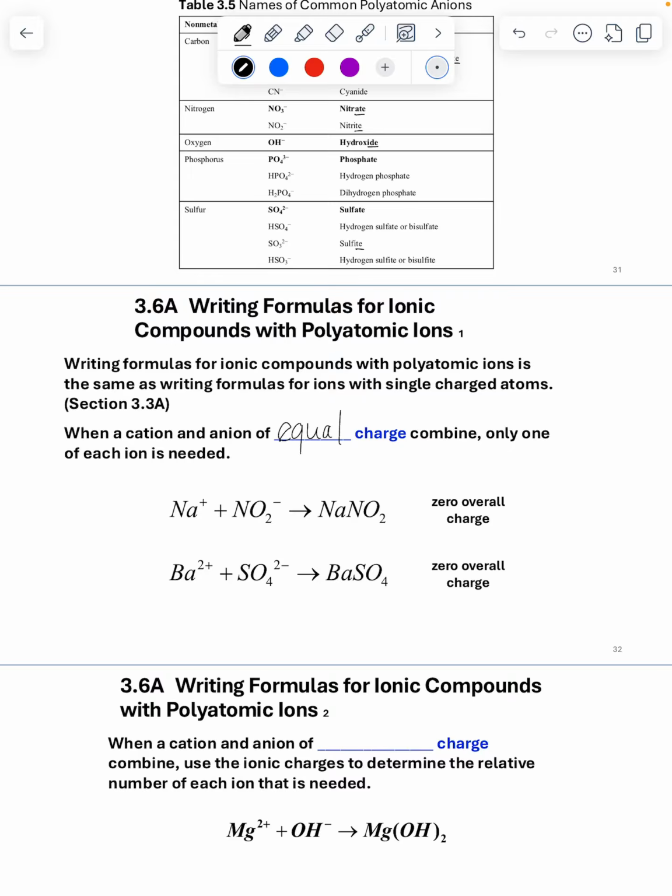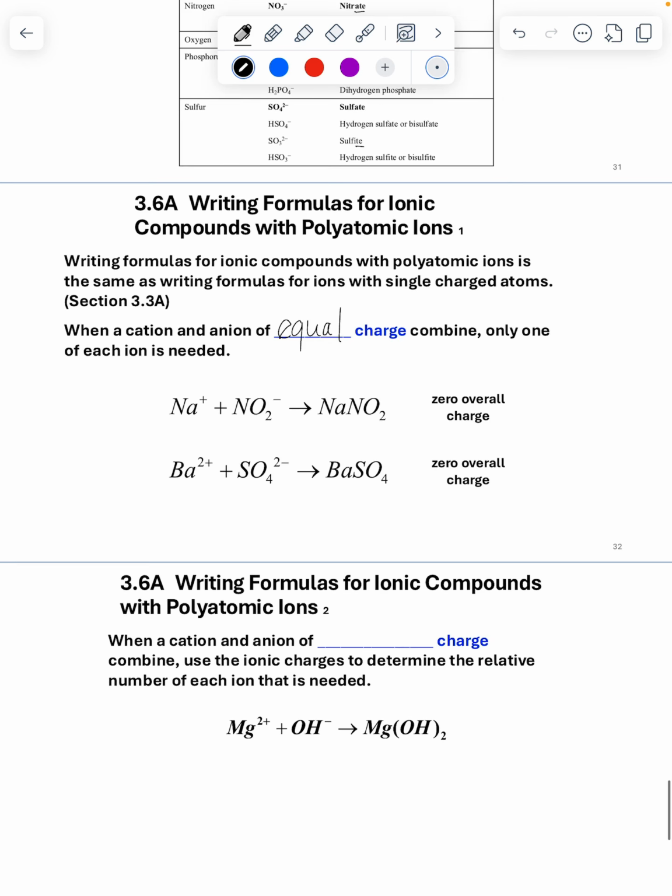We have the sodium ion and we have nitrite, and the charges are the same, and so that means we just need one of each. Now notice this 2 here is part of the formula. NO2 is the formula, so you would include the 2, but you only need one NO2 to balance out the charges. So your formula is NaNO2.